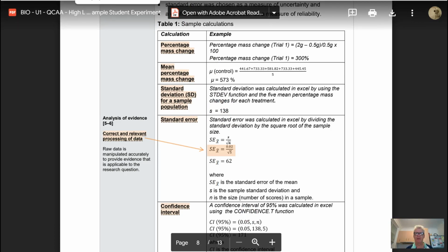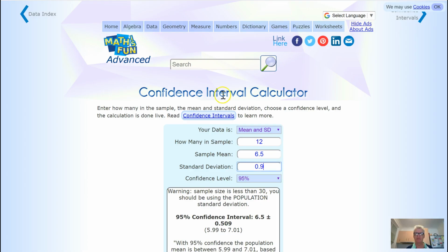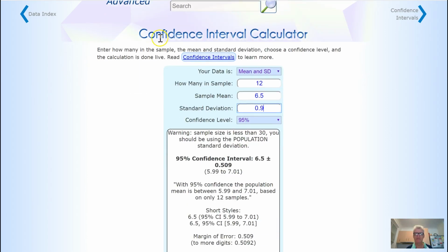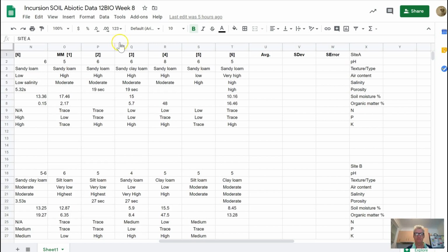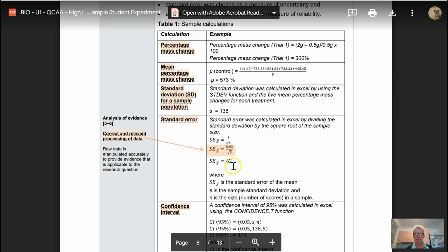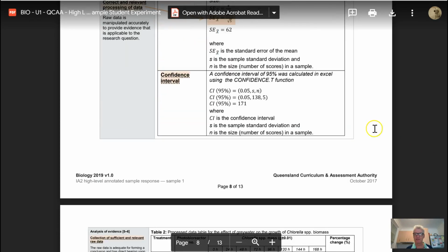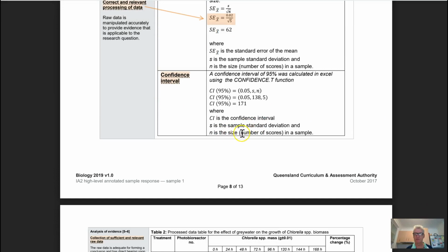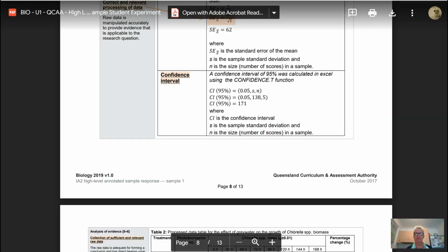So on the site, I've got a confidence interval calculator. So I put in an example. Say for example, I was looking at pH, and I looked at 12 bits of data. So I went across here and got 12 bits of data. You need your standard deviation. To get your confidence interval, you need your standard deviation, and you need the number of scores in your sample. So you've already got that from your table.